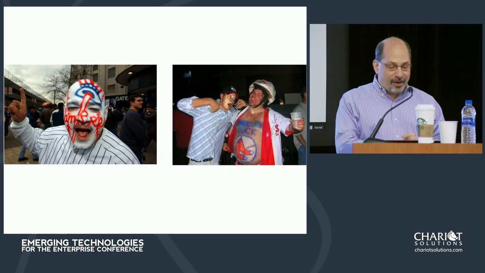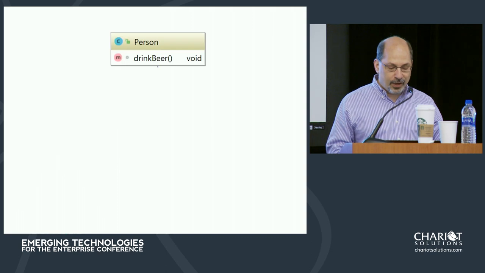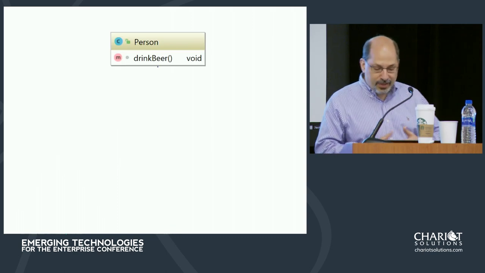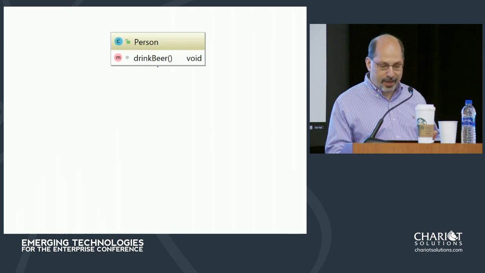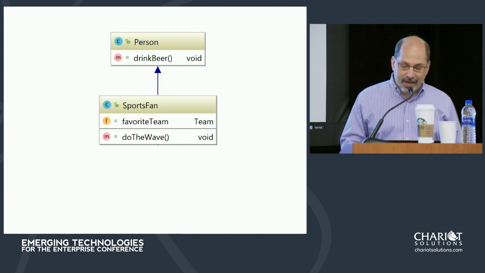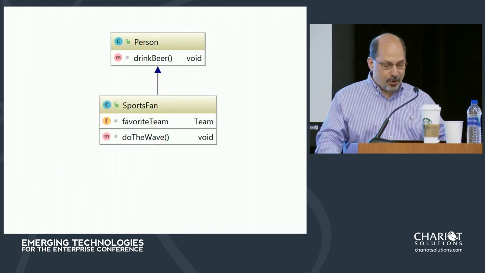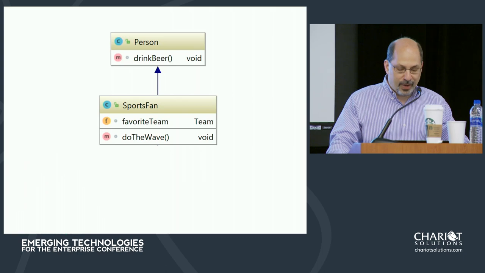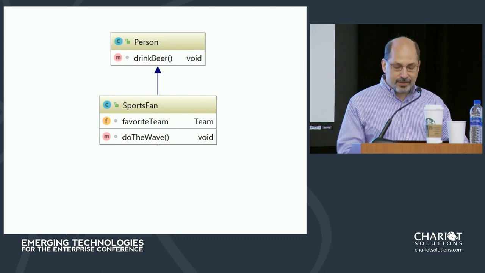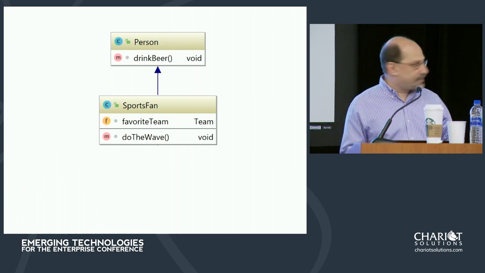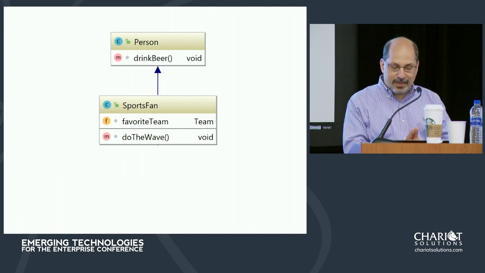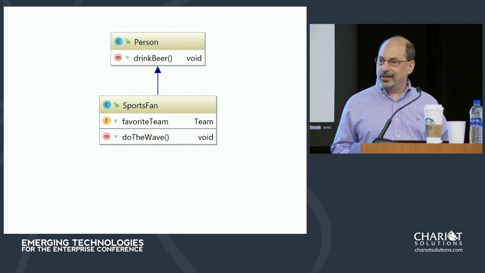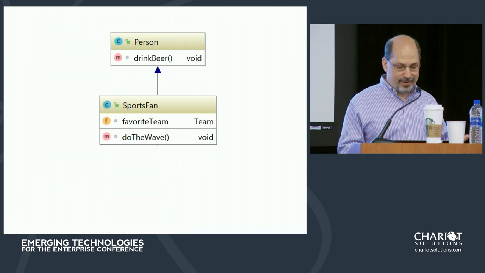And they actually have quite a lot in common, right? If we could put these in UML modeling terms, they're both people, so they share the characteristics that people have, like drinking beer. They're both sports fans, so they do the things sports fans do, like doing the wave and such. They both hate the other guy. That's not on the chart, but they certainly both hate the other guy. But the funny part is, from the outside, they're the same guy, right?